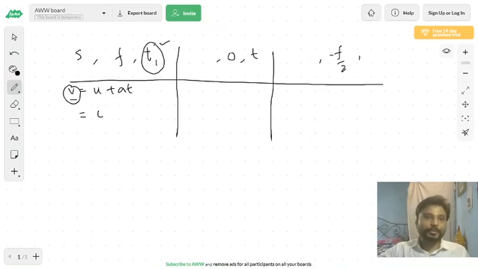So the initial speed of the particle is 0, the acceleration of the particle is f, and the time taken is t1. We do not know the final velocity, but what we do know is that the particle has covered some displacement s. The initial velocity is 0, so that would be 0 into t, that would be 0, plus half acceleration, which is f, into t1 squared.